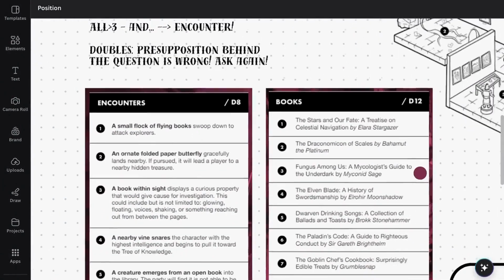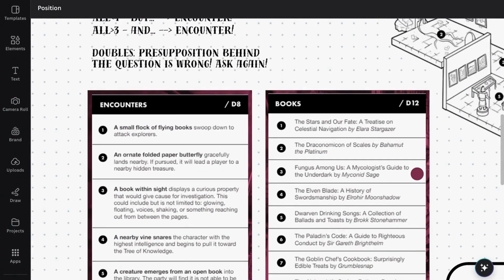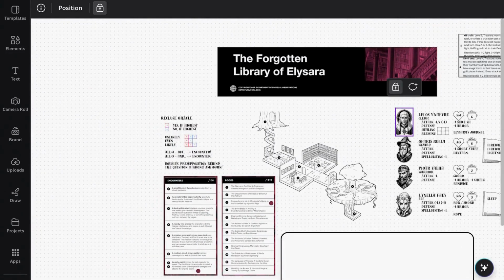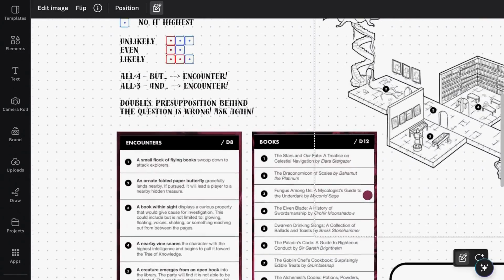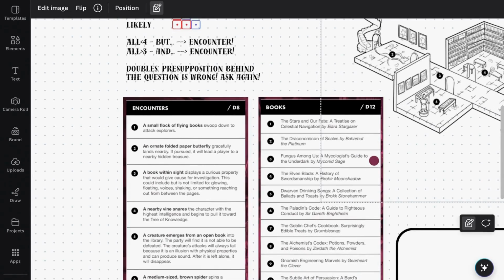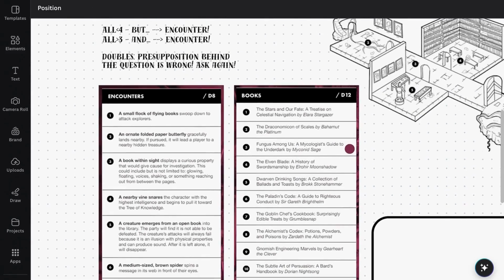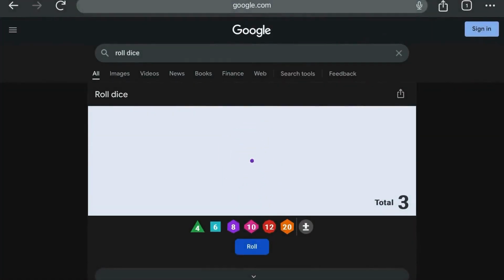Meaning a book within sight displays a curious property that would give cause for investigation. Yes, we are in a library. This could include, but is not limited to, glowing, floating, voices, shaking, or something reaching out from between the pages. Okay, so while Lelos found the journal, Opharis found another interesting book next to the fungus book, and it works strangely. Let's roll what book it is, and it will help us understand the strange things.